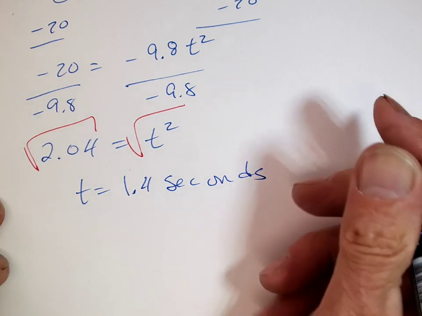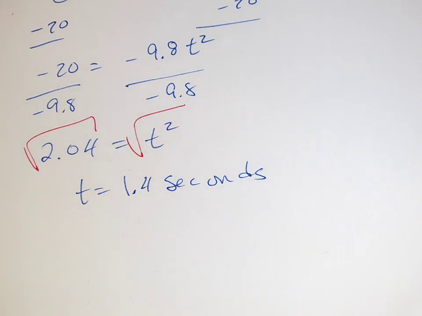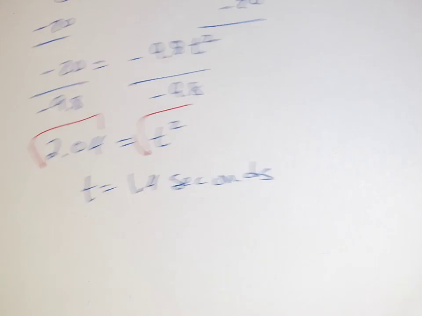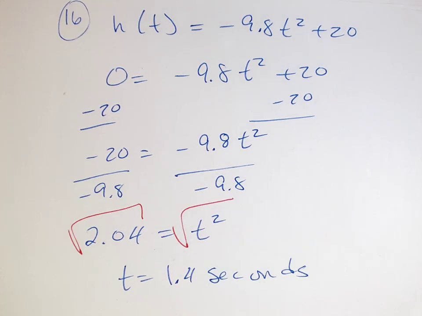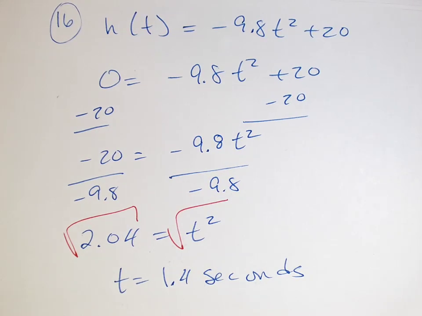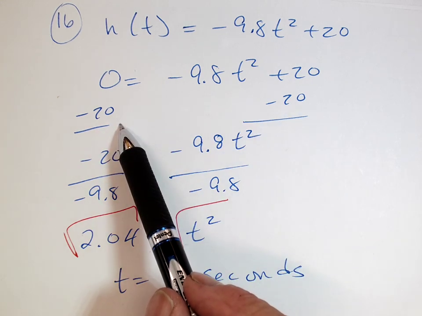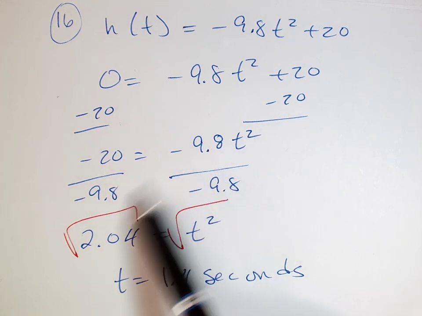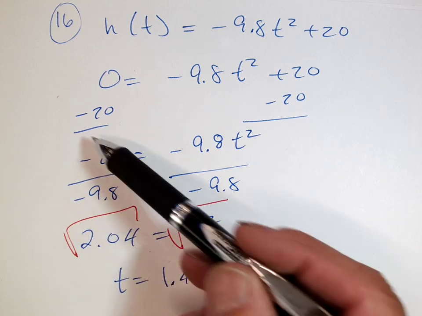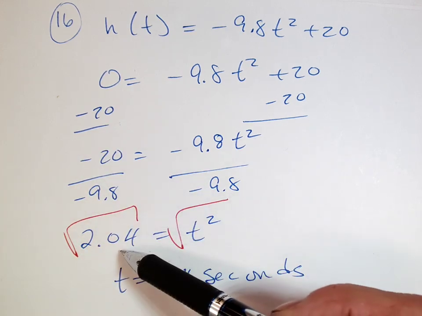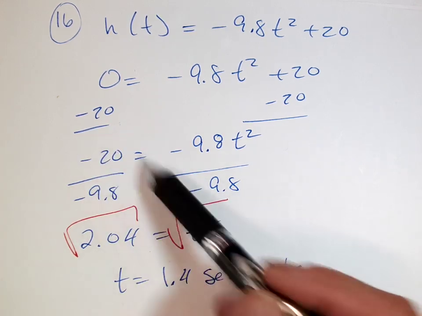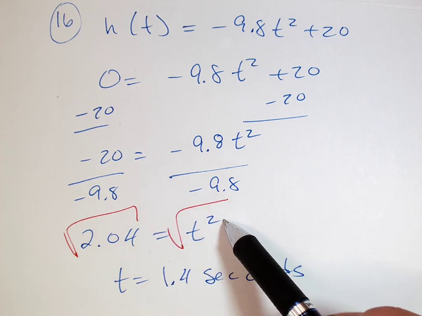Okay, that's not so bad, is it? So I set it equal to 0, and I solved. I went minus 20, minus 20. Then I divided by negative 9.8. Negative divided by negative is a positive. And I took the square root of that division to get t squared by itself. So to undo a t squared, we do its opposite. The opposite of t squared is the square root.